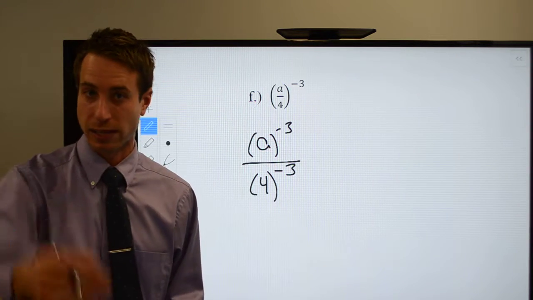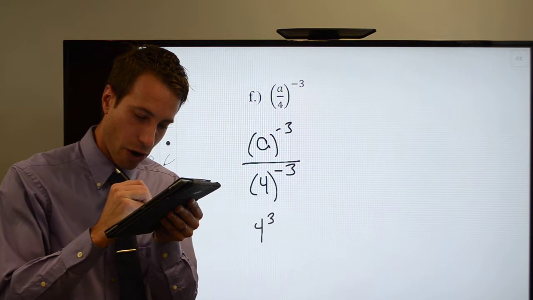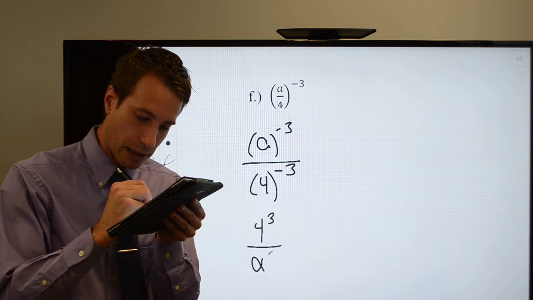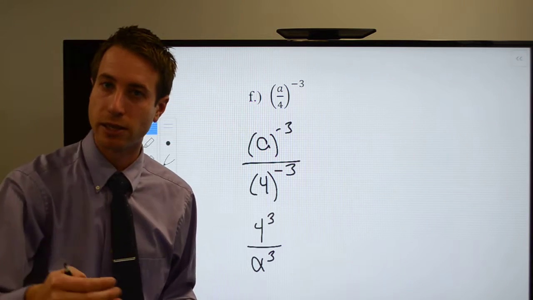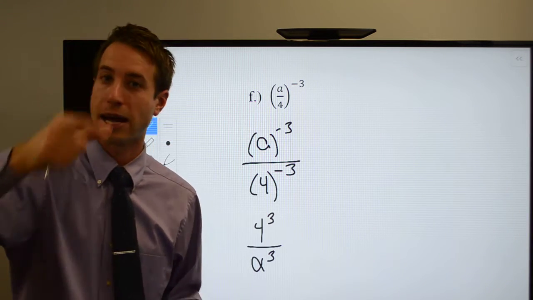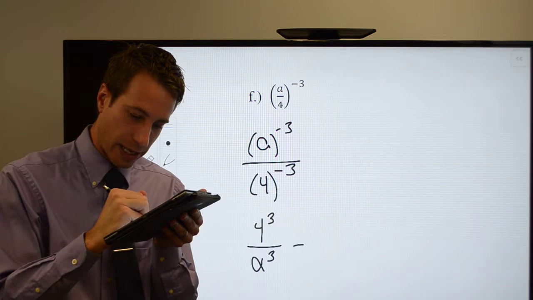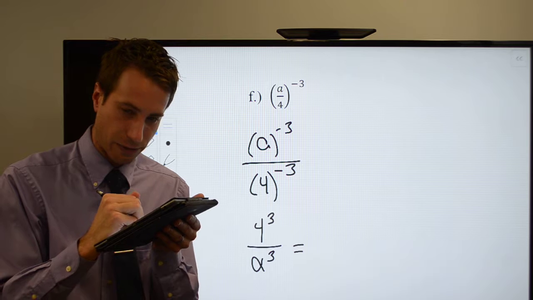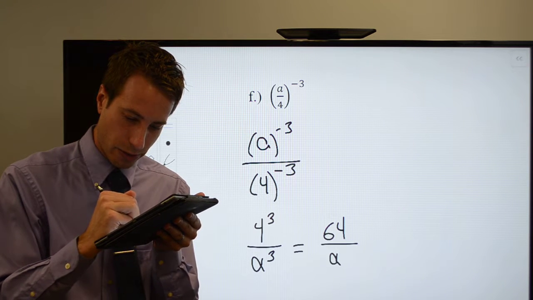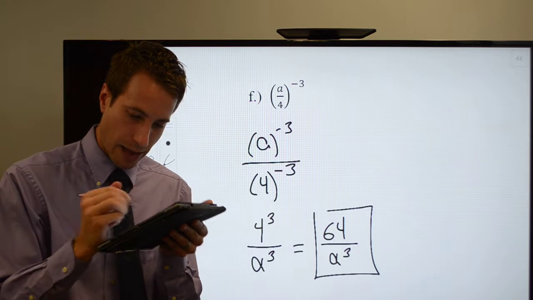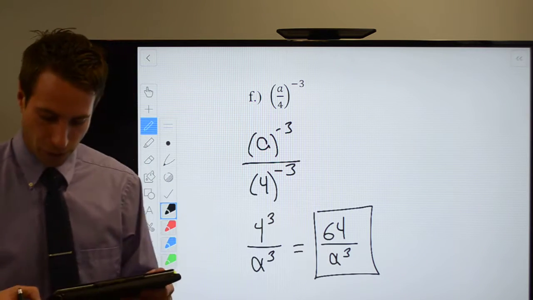These guys are going to switch places. Hopefully you can see that. And what I've now got is a 4 to the third over a to the third. Take the numerator to the denominator, take the denominator to the numerator, and change the sign of the power. Well, a 4 to the third power is a 64, I believe. Yeah, 64. I can't do anything else to an a cubed. And that is as far as I can simplify. That one's done. Got a couple more for you here on the next page.